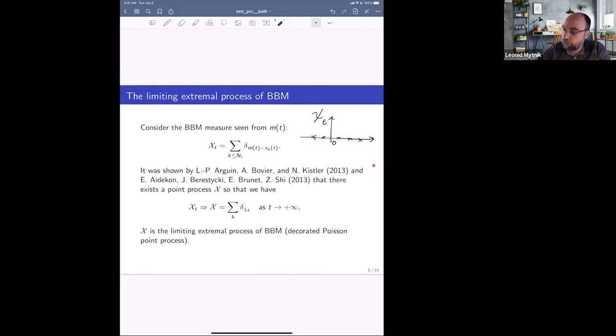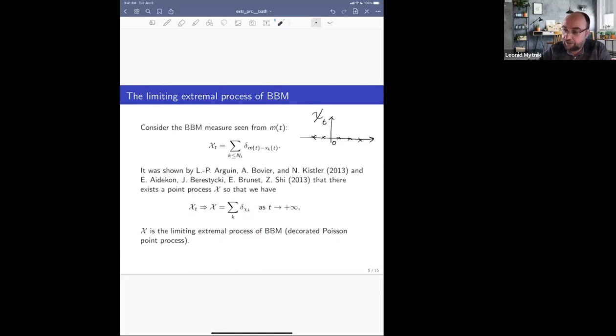And in two very important papers, two groups of probabilists independently showed that this process, as time goes to infinity, converges to the process X, which is again a sum of Dirac measures, and they call the limiting process the limiting extremal process of BBM, or decorated Poisson point process, or Poisson process of decorations. I just call it the extremal process of BBM. Okay, this is what happens with this process as time goes to infinity.